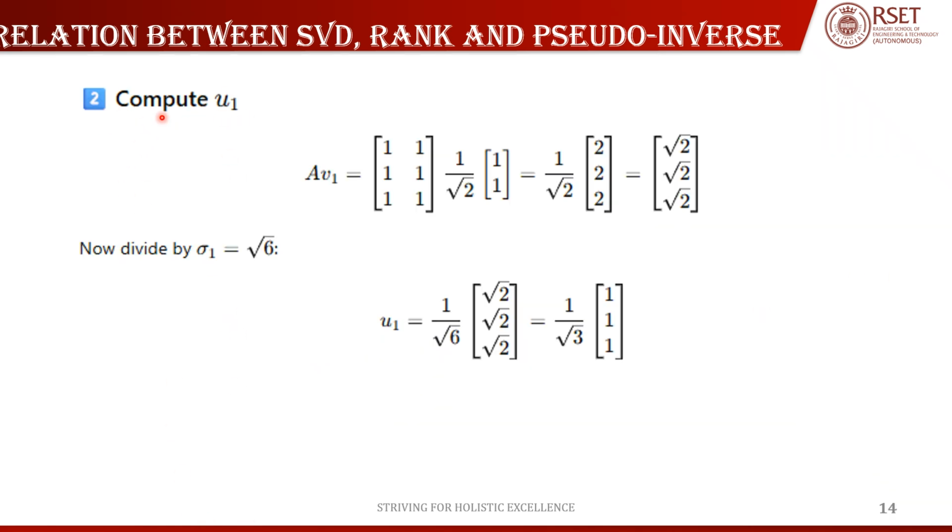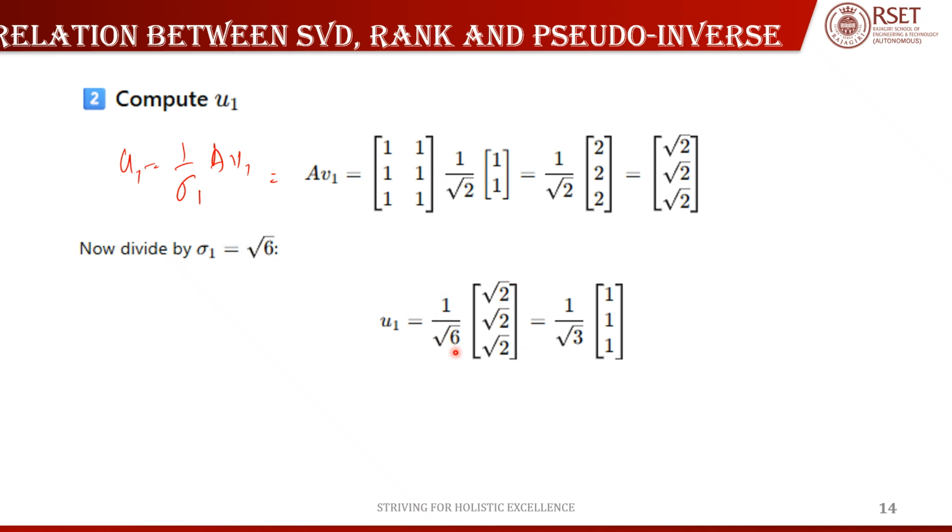Now you have to calculate U. So for that you have to calculate u1, and we have u1 equal to 1 by sigma 1 times A v1. So let's see what A v1 is first. A is given here, and your v1 is 1 by root 2 into 1 1, and on multiplying them you have 1 by root 2 times 2 2 2, and taking this root 2 inside you have root 2 root 2 root 2. And now to get u1 you will have to divide by sigma 1. Your sigma 1 was root 6, so 1 by root 6 of this one.